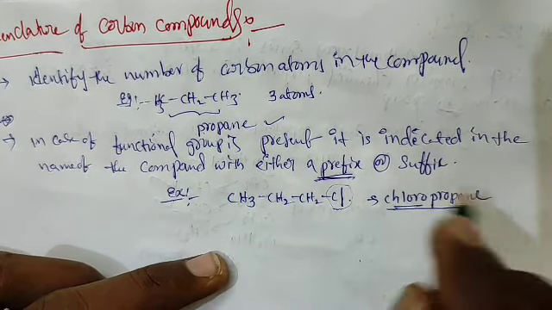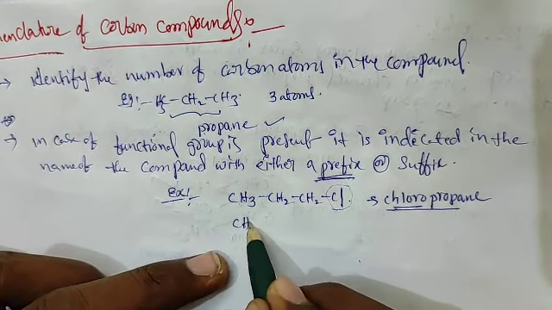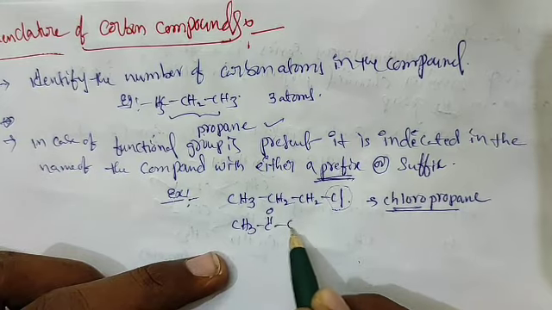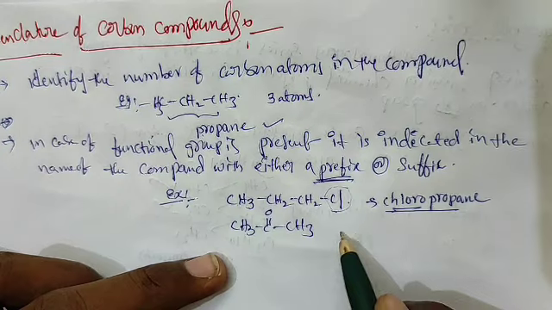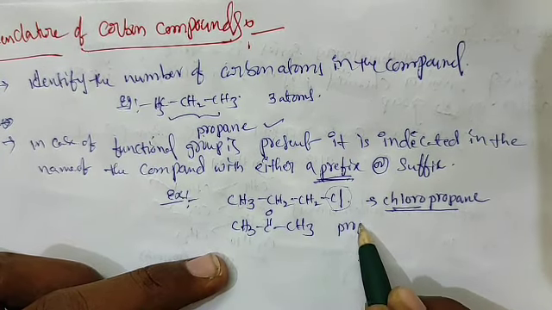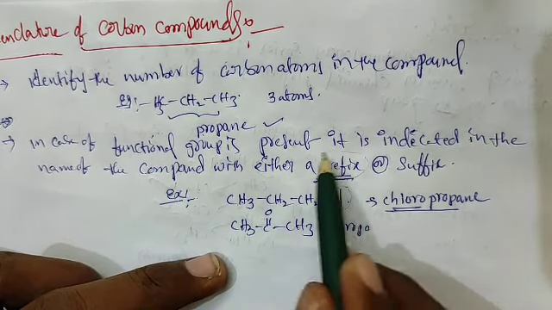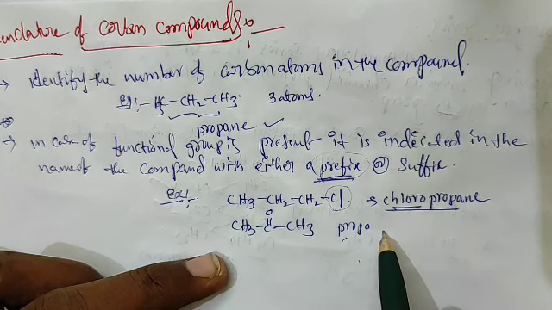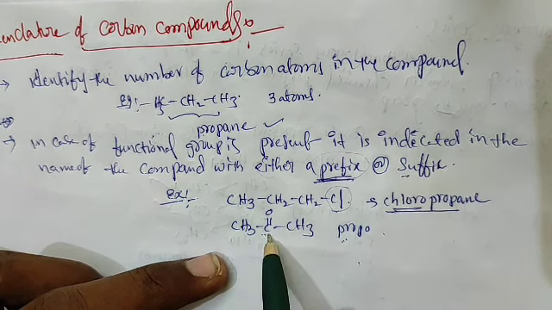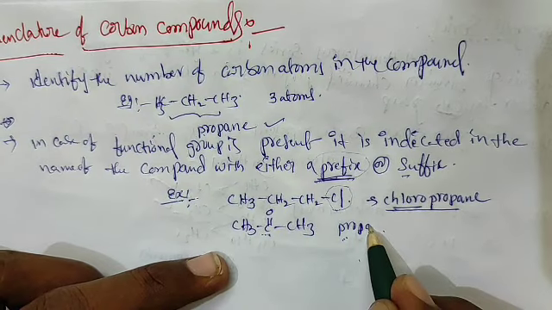If it is a functional group, for example CH3, C double bond O, CH3. What is this? Ketone. Now propa, and it is not a prefix. This is the root word. What we write after the root word is a suffix. For this functional group, the suffix gives propanone.